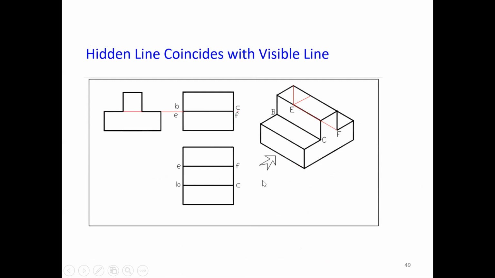When that observer is looking here, this EF line is hidden. But EF is overlapped by BC visible line. So whenever the hidden line is overlapped by some visible line, always required to draw the visible line. Sorry, EF is hidden line, but it is overlapped by BC line. So that's why it is required to draw visible line. So at that time you are not supposed to consider that particular hidden line.